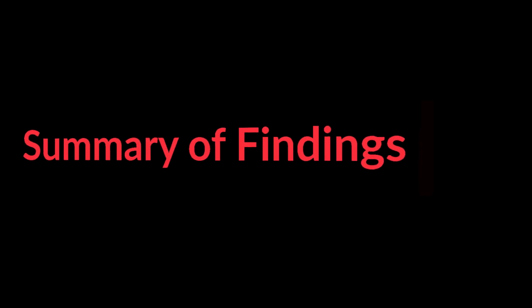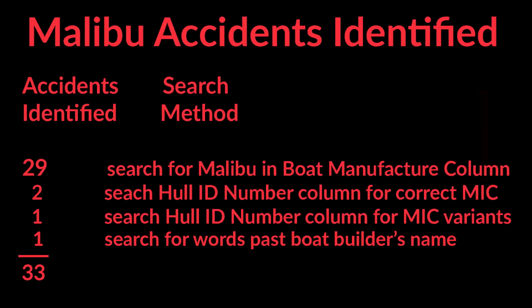Now we are going to summarize our findings from the 3 boat builder episodes. We found 29 Malibu accidents in Part 1 when we searched the boat manufacturer column for the boat builder name Malibu. We found 2 more Malibu accidents when we searched the hull ID number column for Malibu's MIC code of MB2, then checked to make sure Malibu appeared in the boat manufacturer column. If it did not, this would be a new accident for us. We found 2 new accidents this way in Part 2.